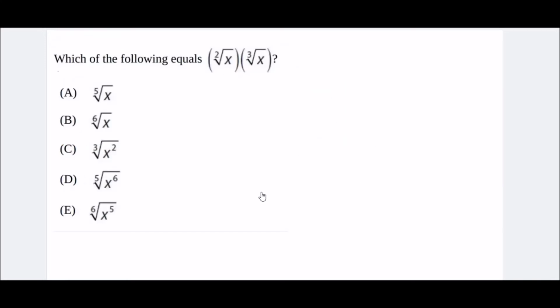Our next question is, which of the following equals square root x times cube root x? Solve this first. See, square root means x power 1 by 2, right? And cube root means x power 1 by 3. So when the base is the same, in multiplication we can add the powers, right? So that becomes x power 1 by 2 plus 1 by 3. When we take the common denominator 6, we get 3 plus 2, so that equals x power 5 by 6.